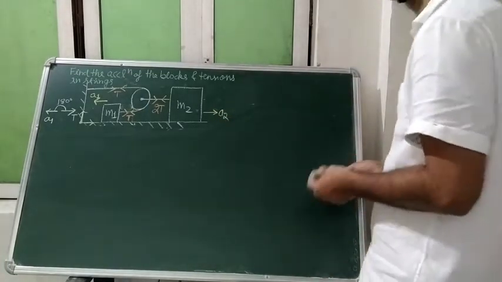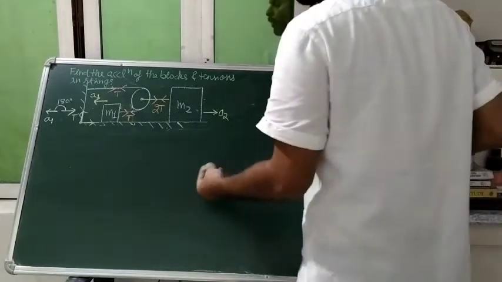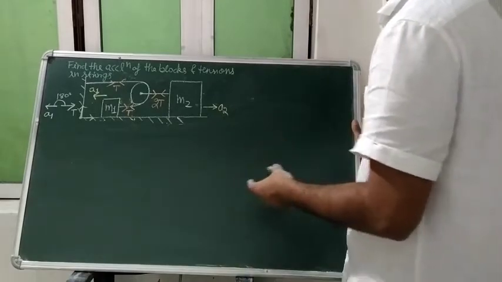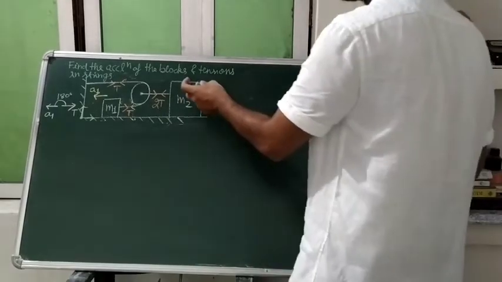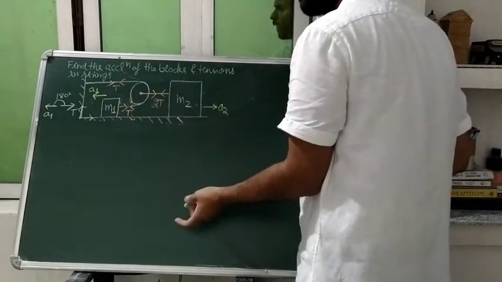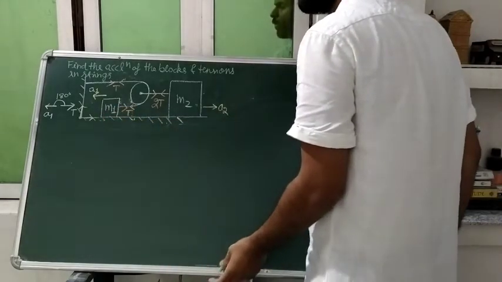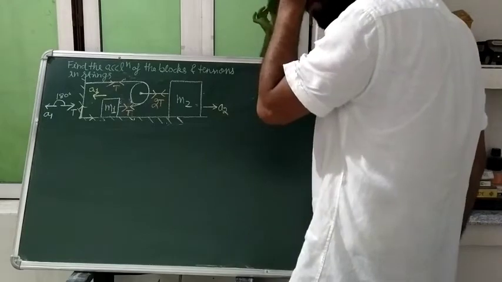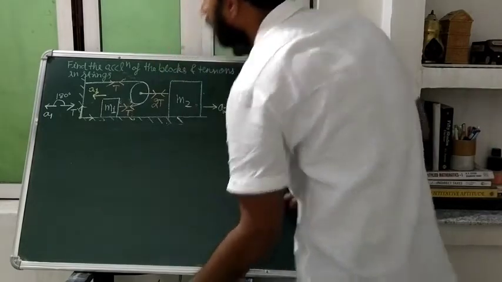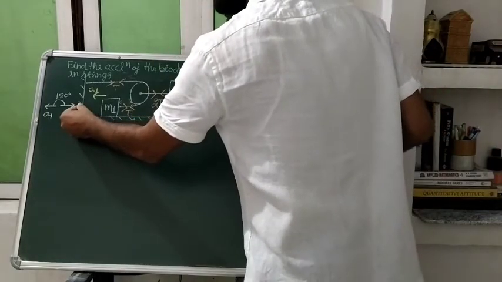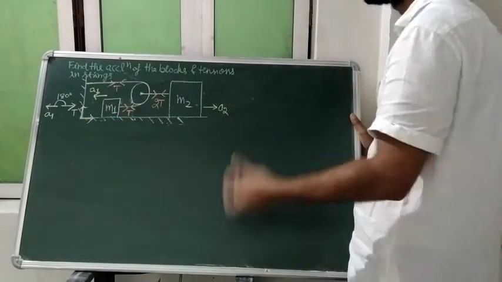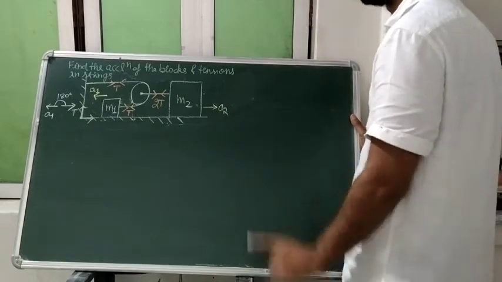Of course, students, if you want to apply the traditional method here, the traditional method will tell you to select a datum of coordinate system from a fixed point. Here you will see that M2 is moving, the pulley will also move, and M1 is also going to move. So where will you assume your coordinate system? Always remember, we select the coordinate system from a fixed point only.